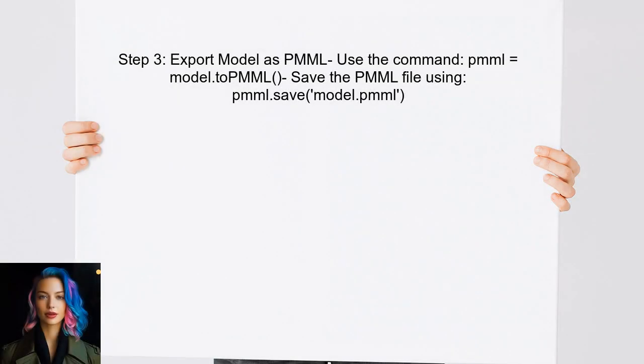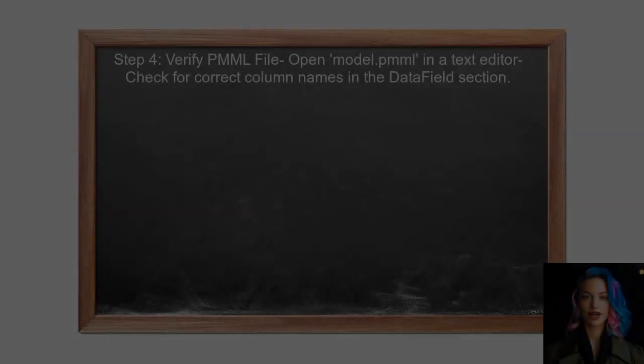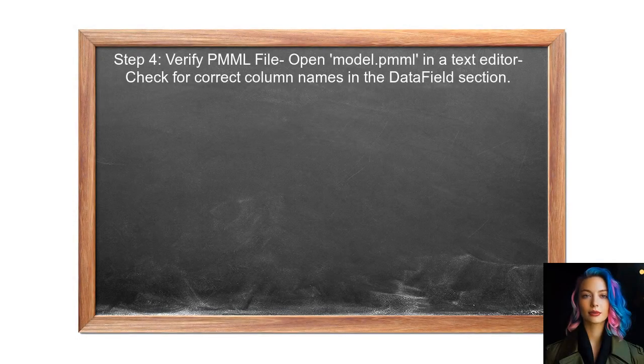After ensuring the data frame has the correct column names, the user can proceed to export the model as a PMML file. This is done using the appropriate export function provided by Spark-MLlib. Finally, the user should verify the contents of the exported PMML file. They can open the file in a text editor to check if the column names are now correctly reflected.